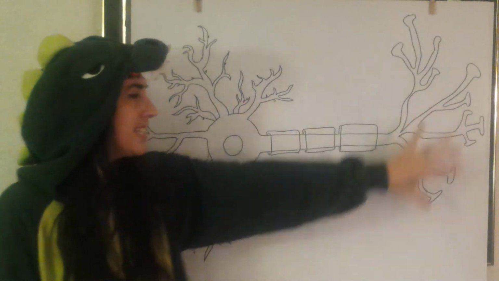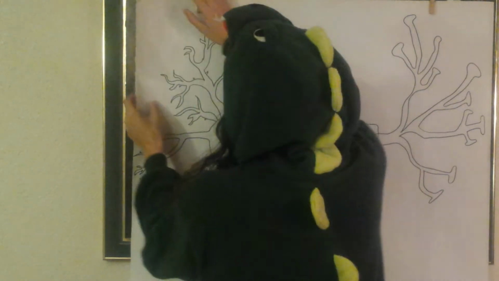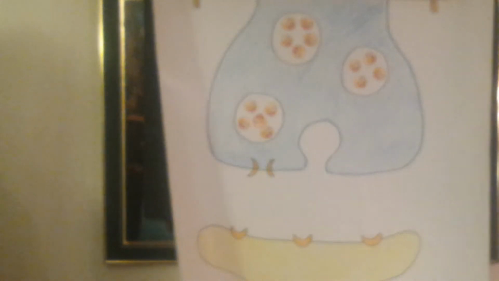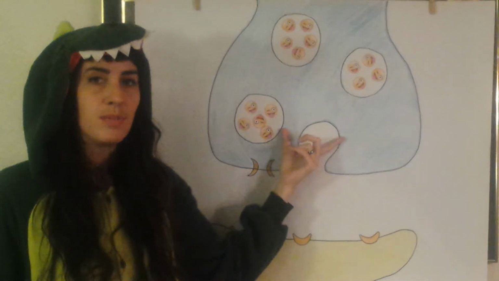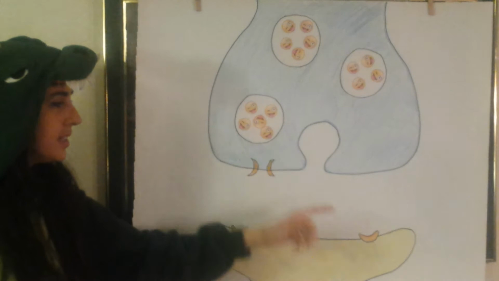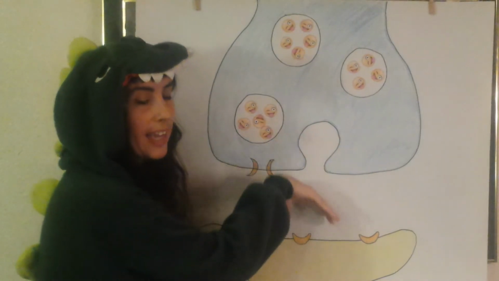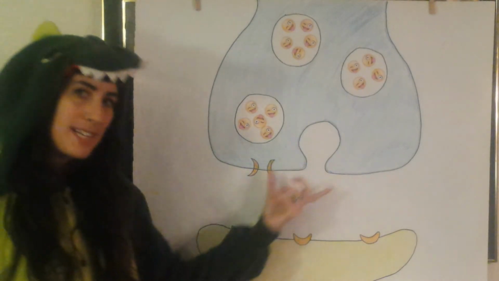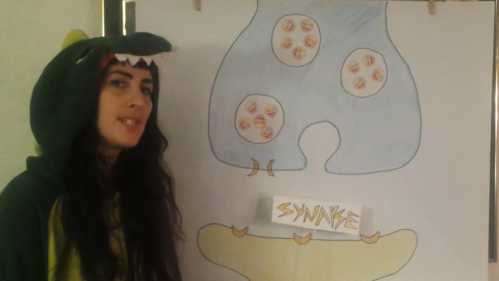So when these guys talk to the dendrites on the next neuron, let's check that out. So what we're looking at here is the terminal button of one neuron talking to the dendrite of the next neuron. See, it sort of even looks like a mouth doing the talking, and then the cup of the ear listening. The space between? Well, that is our synapse.